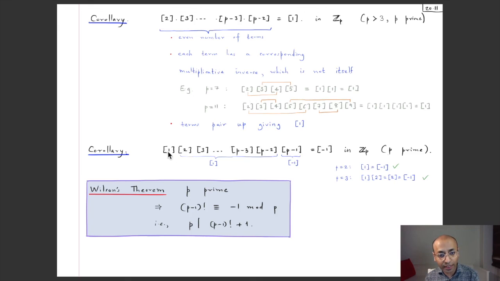So this left hand side is the equivalence class of the integer (p-1)!, and that we know is equal to the equivalence class containing -1. So in other words, (p-1)! is related to -1 under the equivalence relation of congruency modulo p. So we know that (p-1)! is congruent to -1 modulo p, but that's the same as saying that p divides (p-1)! + 1. So this proves Wilson's theorem, and this finishes chapter 5.